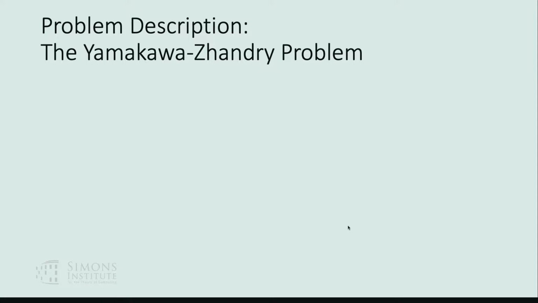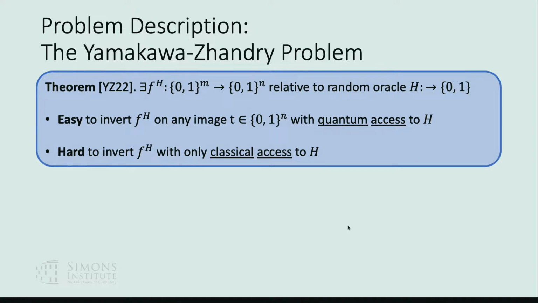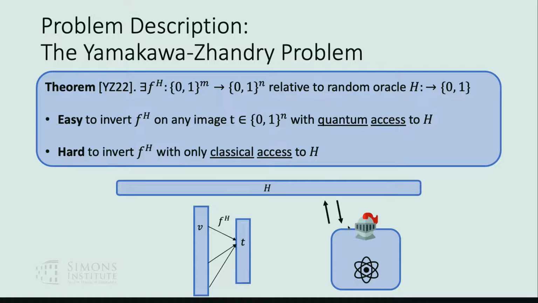So I'm going to very briefly describe Yamakawa-Zhandry. Yamakawa-Zhandry showed that there is a function relative to a random oracle that you can invert on any image T if you're given quantum access to the oracle H, but you cannot invert on any image if you're only given classical access. In images, this is how it looks. You have this function f, and you want to invert on T. It has many preimages, but you can only invert if you're given quantum access to this H. This H determines f.